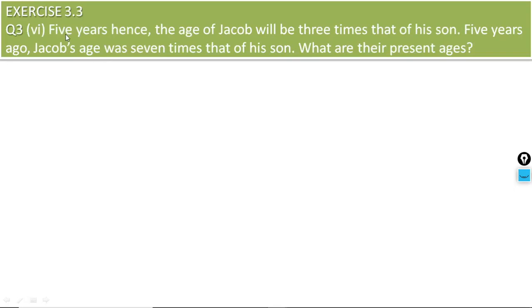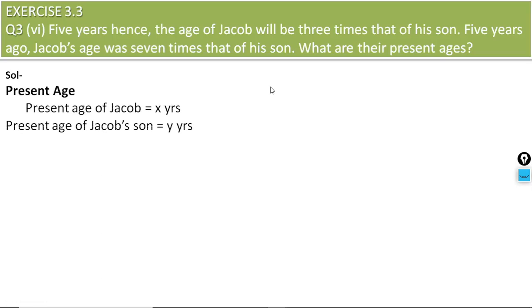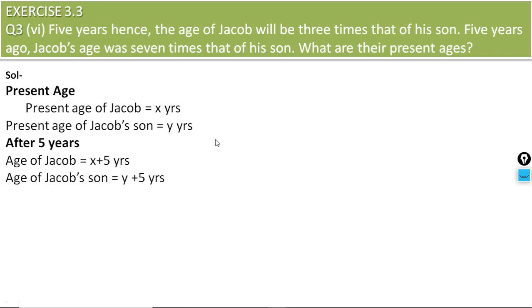In this problem, 5 years hence the age of Jacob will be 3 times that of his son. Two ages vary here. One is the age of Jacob and second is the age of his son. So we always start from the present age. Present age we consider x for Jacob and y years for Jacob's son. Then the situation given here, 5 years hence, means after 5 years Jacob's age will become x plus 5 and Jacob's son's age becomes y plus 5.